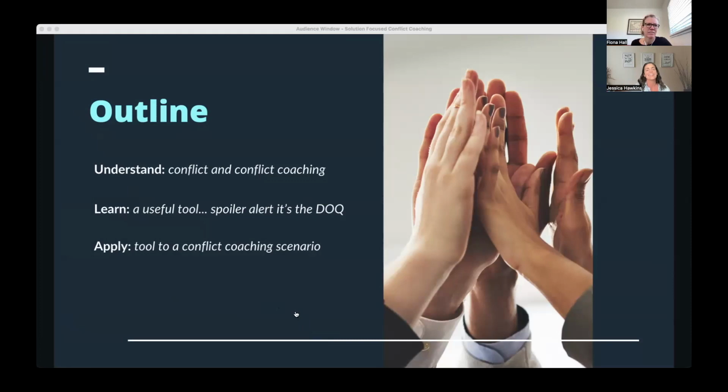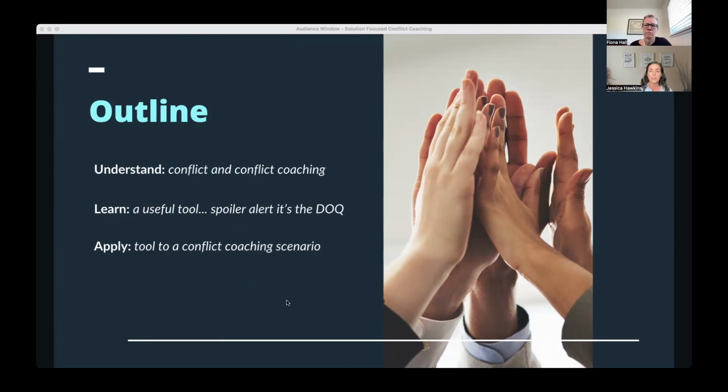Okay. So my hopes, in the vein of solution-focused practice, are that we're going to look at how we can have a basic understanding of conflict and conflict coaching particularly. We're going to dive into using a tool that I find incredibly useful. I use it for basically everything I do. And then look at applying that tool to a specific scenario so we can see what it looks like in practice.